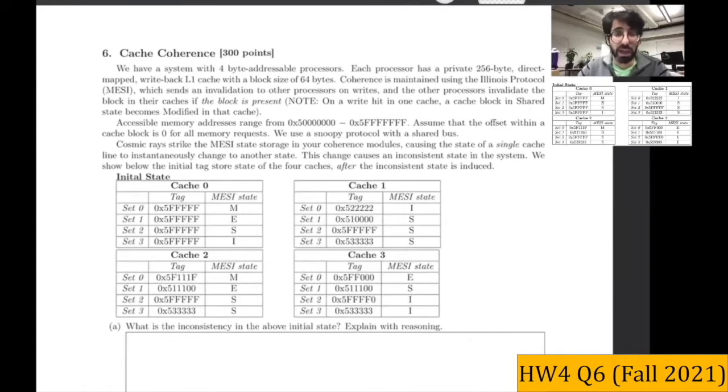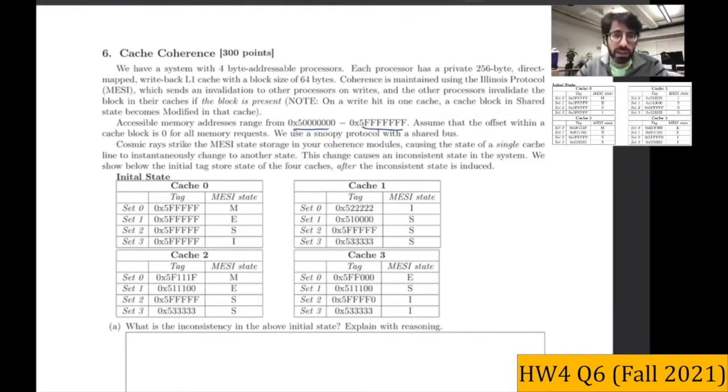Accessible memory addresses range from this address to this other address. Assume that the offset within a cache block is 0 for all memory requests. We use a snoopy protocol with a shared bus. Cosmic rays strike the MESI state storage in your coherence modules, causing the state of a single cache line to instantaneously change to another state. This change causes an inconsistent state in the system.